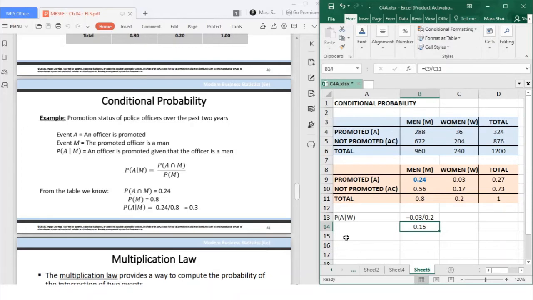Now, another way of analyzing: in this table there are many probabilities you can get. Or again, in your cross tabulation there are many probabilities you can get from just one cross tabulation. So, for instance, you want to know the probability that an officer is a woman out of all those who were not promoted. So, again, the probability of a woman given not promoted.